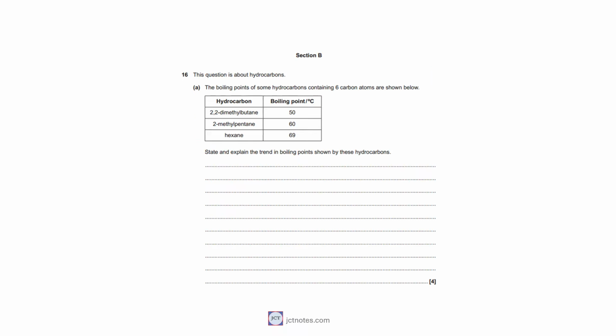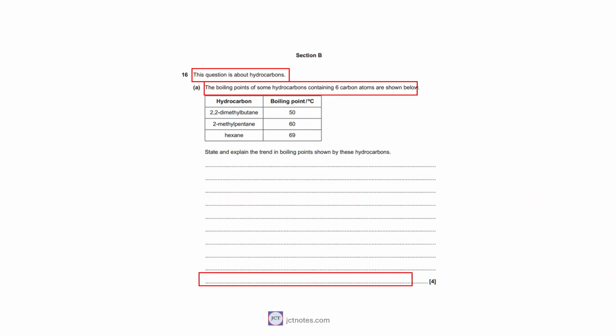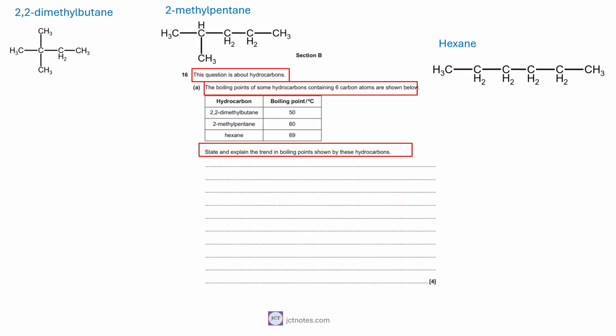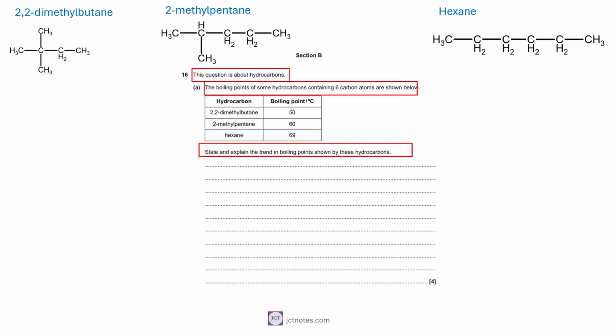We start with Section B. Question 16 is about hydrocarbons. In Part A, we are provided with a table with the boiling points of some hydrocarbons containing 6 carbons. We are asked to state and explain the trend in boiling points shown by these hydrocarbons. If we draw the structural formula of the hydrocarbons, we can see that the trend is that the boiling point increases as the hydrocarbons become less branched.